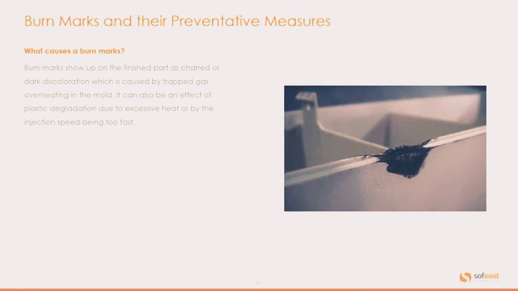Another common problem is burn marks. We can see a typical burn mark here. Now, burn marks show up on the finished part as charred or dark discoloration, which is caused by trapped gas overheating in the mold. It can also be an effect of plastic degradation due to excessive heat or by the injection speed being too fast.